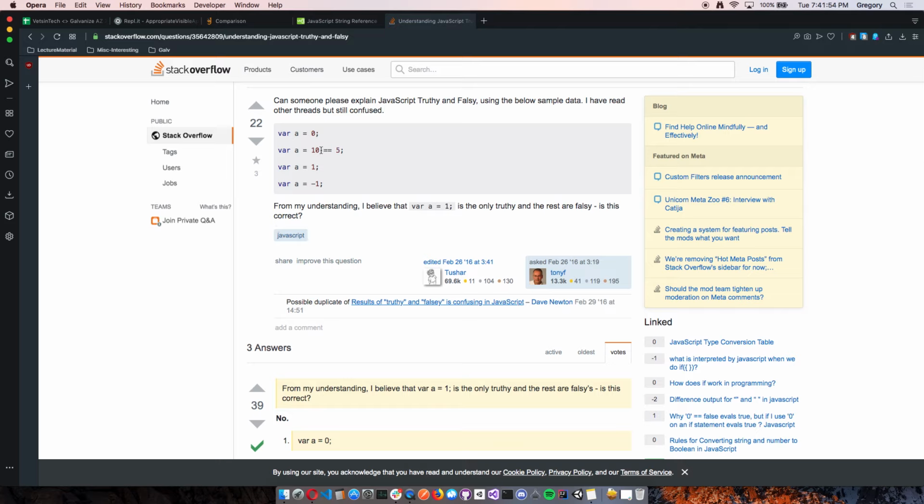You always want your expressions to be single line. This is like he's declaring the variable in the same line he's comparing it. You don't want to do that. That's hard code to read, and you want all of your actions to be separated.